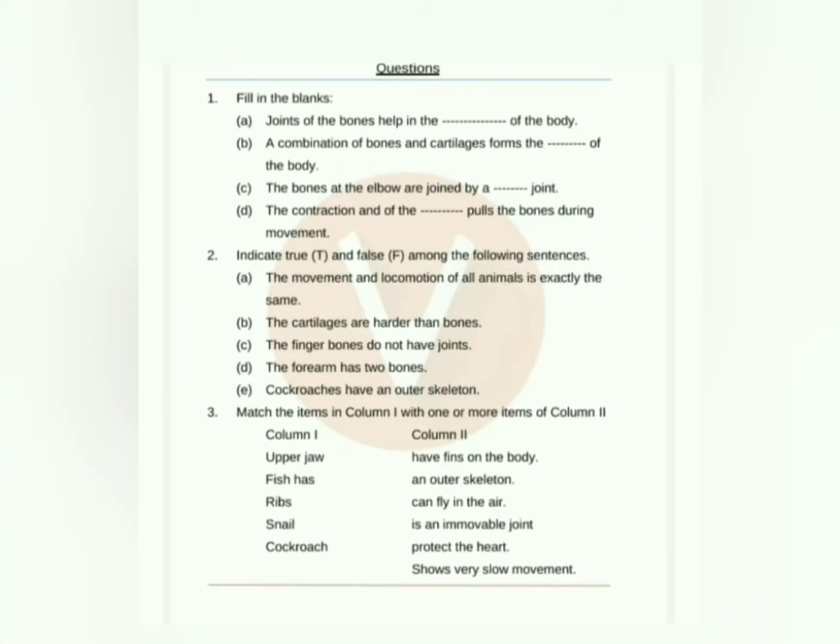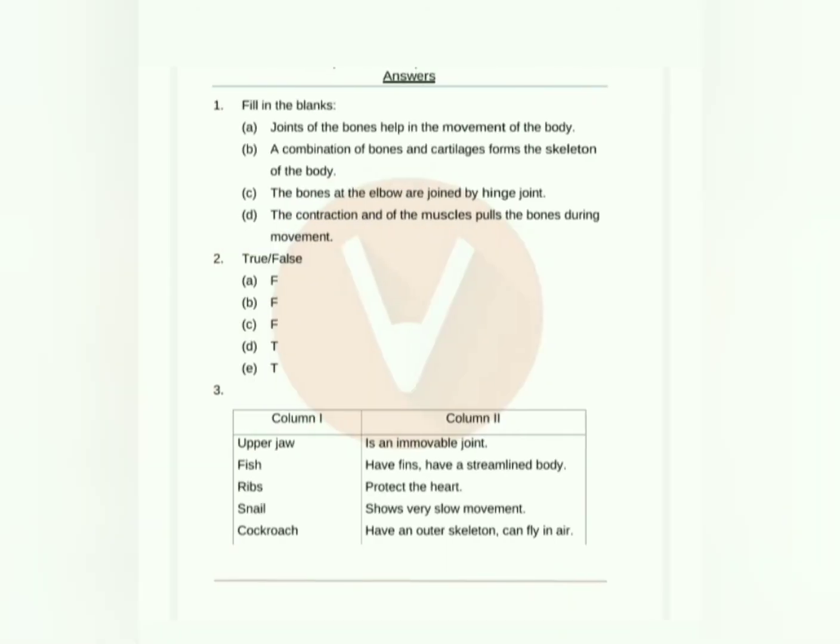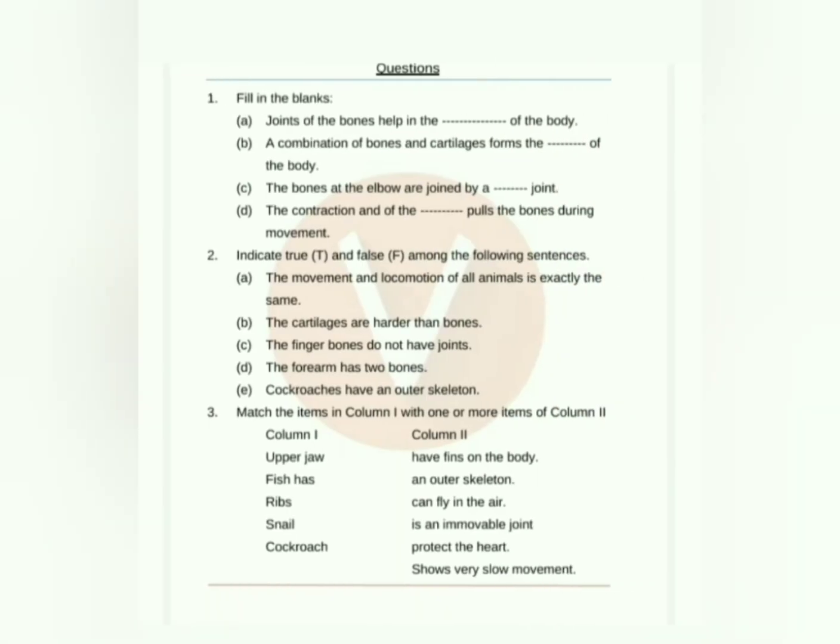B. A combination of bones and cartilages form the dash of the body. Yes, try to think. Combination of bones and cartilage. Bones and cartilage make the skeleton of the body. Answer is skeleton.